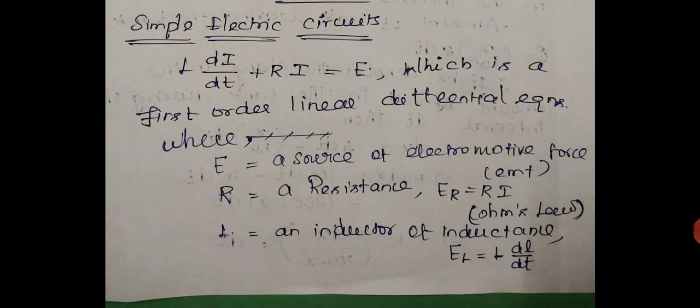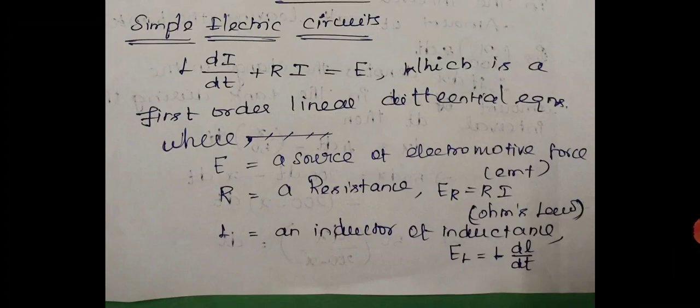What about L? The inductor of inductance, capital L, opposes any changes in the current by producing a drop of EMF of magnitude E_L = L di/dt. This is also well known. I just wanted to recall these for the simple electric circuit.